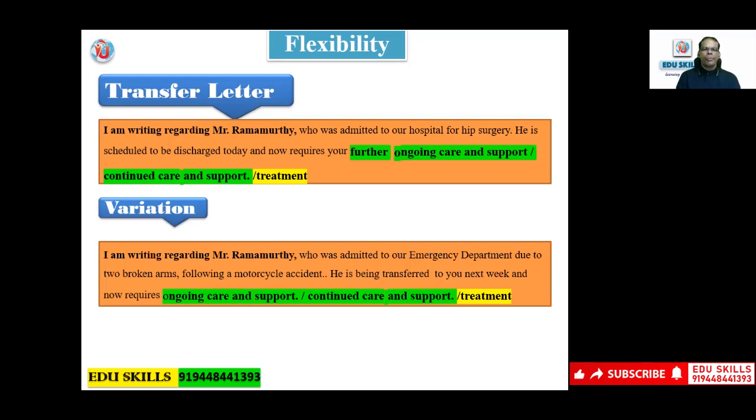Another variation could be, I am writing regarding Mr. Ramamurthy, who was admitted to our emergency department due to two broken arms following a motorcycle accident. No, only one comma there, full stop. He is being transferred to you next week and now requires ongoing care and support, or continued care and support, or your assessment and treatment, whatever. But remember, Emergency Department is a noun, so E and D should be capital, otherwise it will be penalized. The grammar aspect will be that Emergency Department is a noun, so E and D are capitalized.